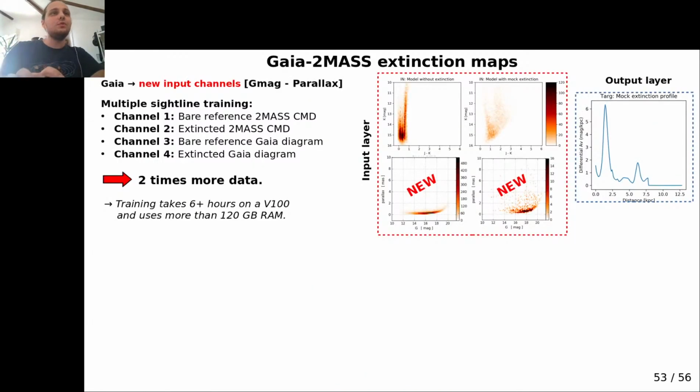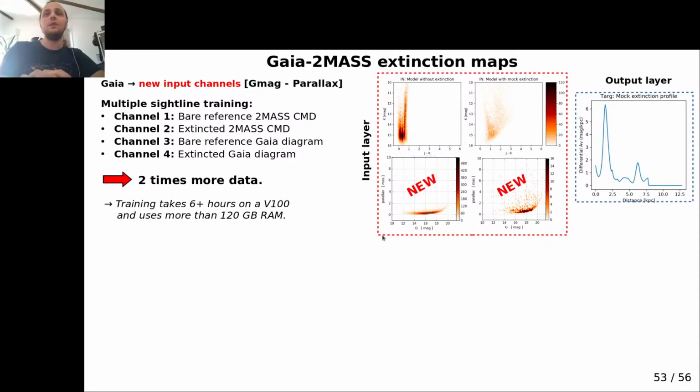So we wanted to use Gaia in a peculiar way because most of the other maps are performing a cross-match between, for example, Gaia and 2MASS, and we didn't want to do that because the neural network architecture should be able to combine them even if they are heterogeneous. So in our case, it means that we just want to add two new histograms, two new diagrams in our inputs, and it will take the exact same form as 2MASS with a bare reference Gaia diagram and the corresponding extinguished diagram for the same line of sight.